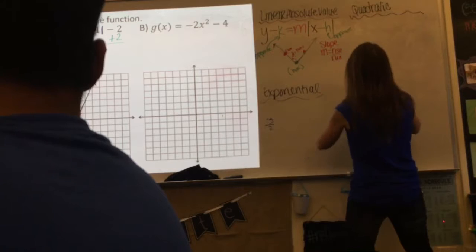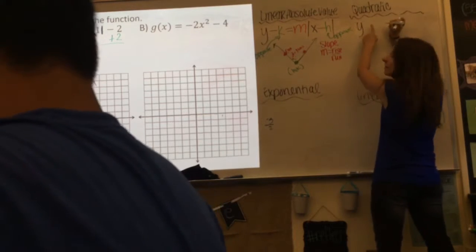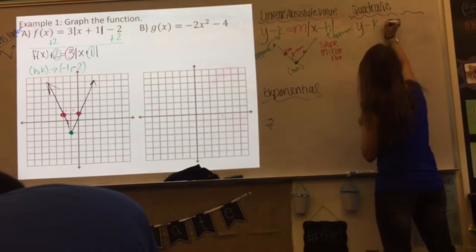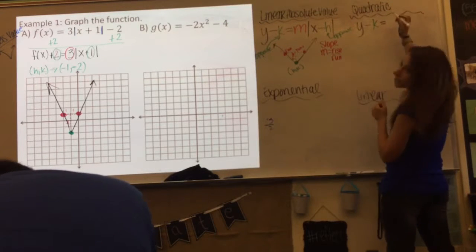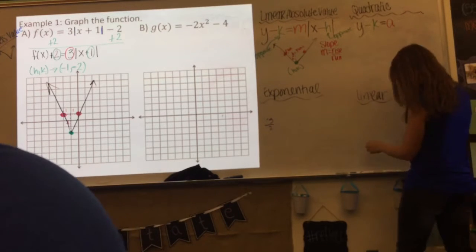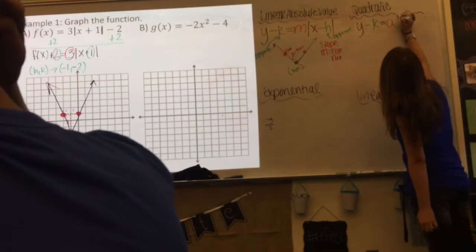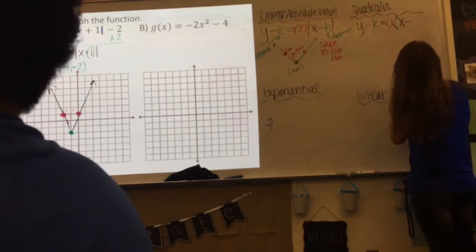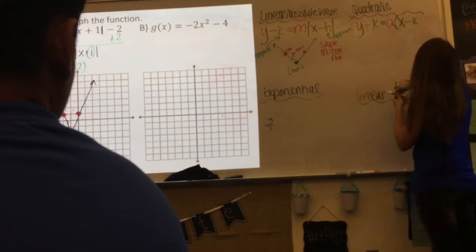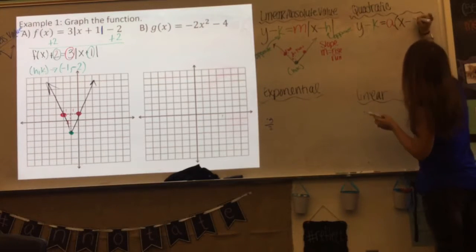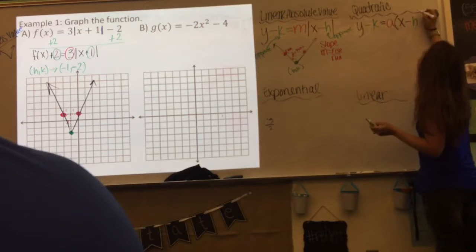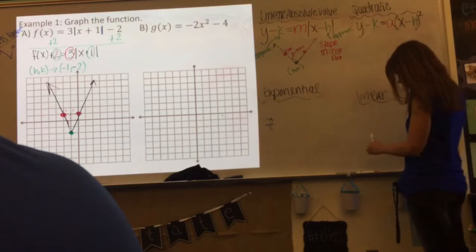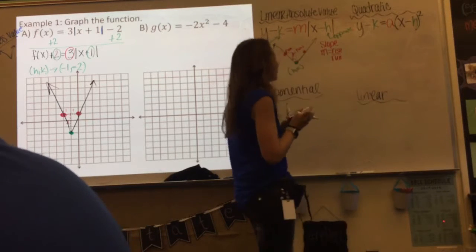It's always y, then what? Minus what? K. For quadratics, then we have an equals. Do we have stretch or slope for quadratics? Stretch, so I use an A. Quadratics have parentheses, and it's always what? X, then minus what? Oh, you're right. It's always X minus H. Good catch. Then parentheses, and quadratics always have a square. Good.